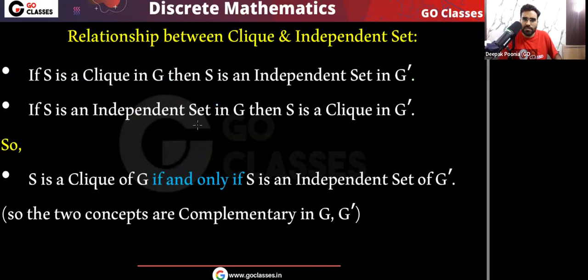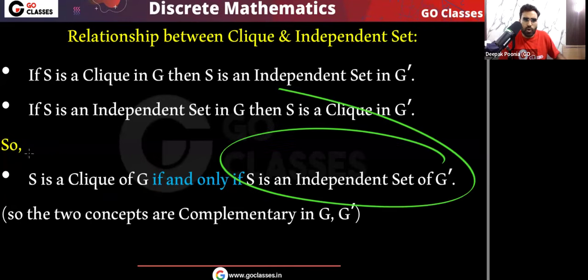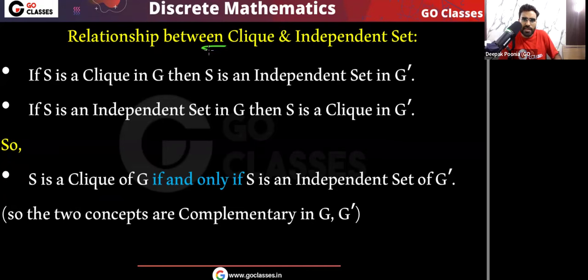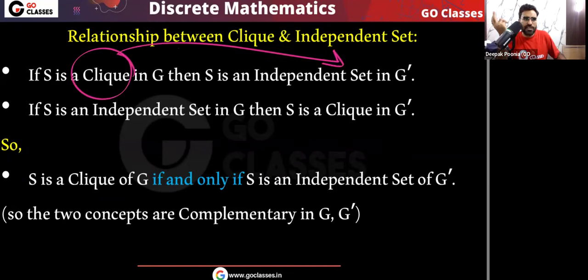So finally, this is the statement, the relationship between clique and independent set. If S is a clique in G, then in G complement S will become an independent set. If S is an independent set in G, then in G complement S will become a clique. So S is a clique in G if and only if S is an independent set in G complement. Remember these two concepts, clique and independent set: they are complementary in G and G complement. When you complement the graph, the clique will become an independent set, and the independent set will become a clique. Very simple.